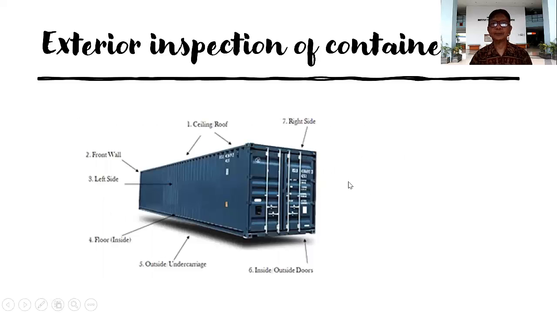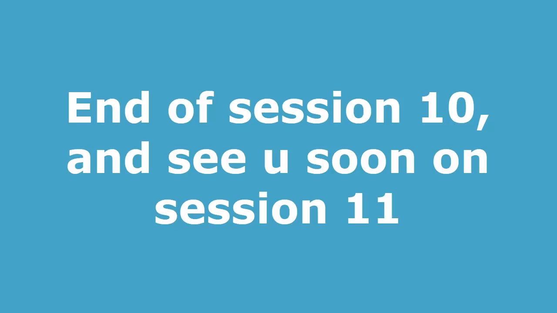And the exterior inspection of container, you can see there should be around 7 parts that must be inspected during this exterior inspection, from ceiling roof, front wall, left side, and then floor inside, outside, undercarriage, inside, outside door, and the right side. So this is the end of session 11 now.